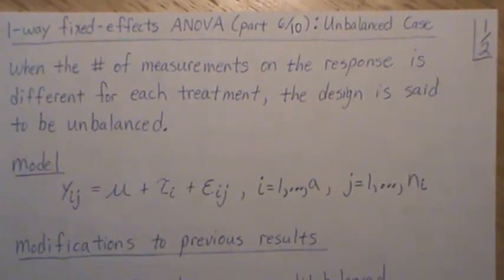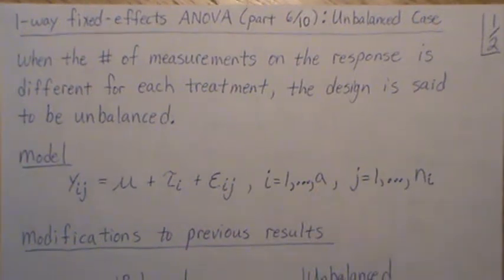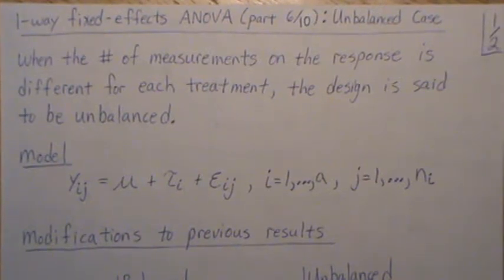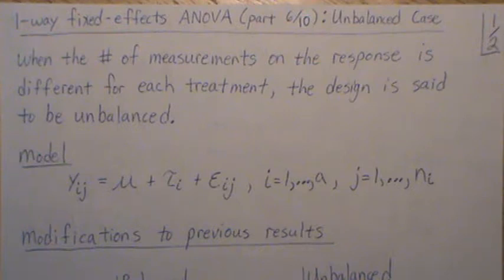Up until this point, we've only examined what's called the balanced case. Now, when the number of measurements on the response is different for each treatment, the design is said to be unbalanced. So if we have 3 treatment groups and they all have a sample size of 10 in each treatment group, that's called a balanced case. Unbalanced means they're different, so it might be 8, 9, and 13 in each of the treatment groups respectively, and then that would be an unbalanced case.